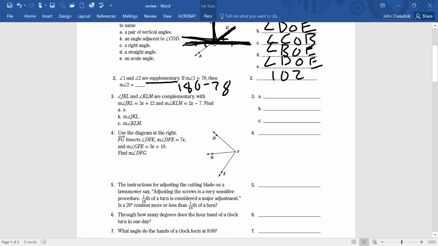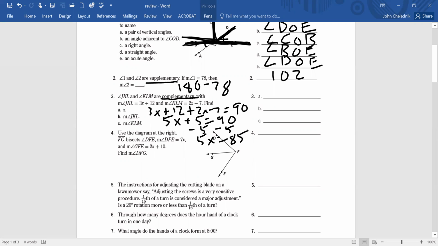Number three, it says angle JKL and angle KLM are complementary. That means they add up to 90. So that means if I take 3x plus 12 and add it to 2x minus 7, it's going to equal 90. Combining like terms, you get 5x plus 5 equals 90. Subtract 5 from both sides, you get 5x equals 85. Divide by 5, and we are going to end up with a final answer of 17. x equals 17.